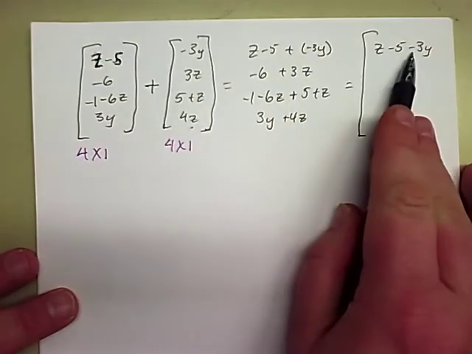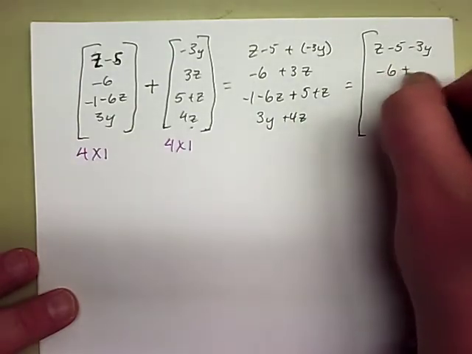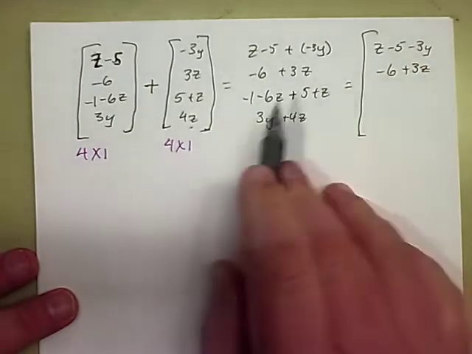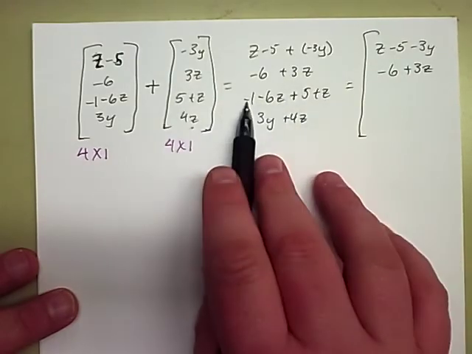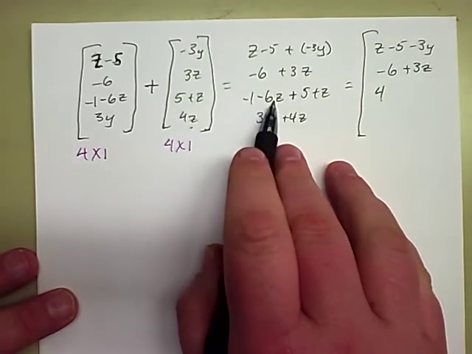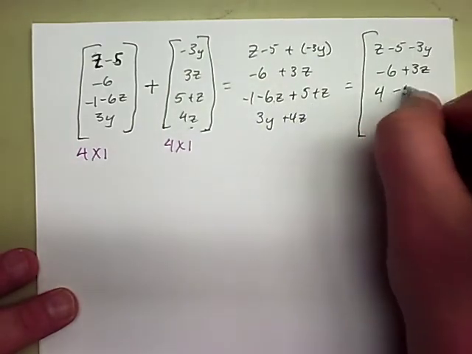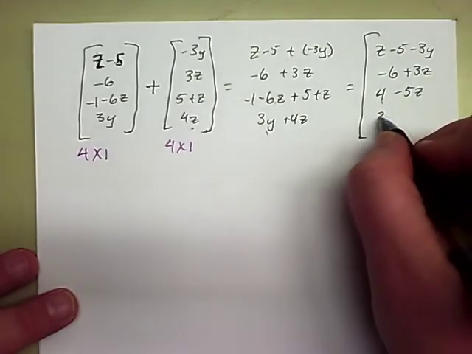Plus a negative is the same thing as saying minus. Negative 6 plus 3z, I cannot combine any like terms there. Negative 1 minus 6z plus 5 plus z, there's several like terms. Negative 1 plus 5 is a 4. Negative 6z plus z is a negative 5z. And then 3y plus 4z, there's nothing I can do with that.